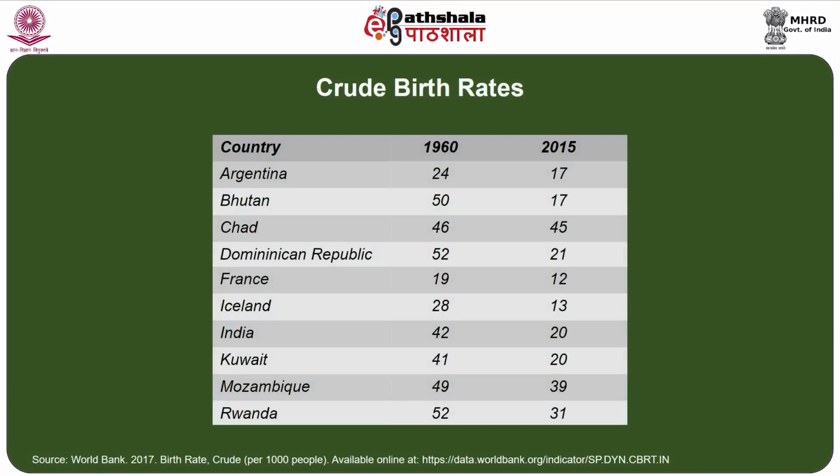across these countries. For instance, in Kuwait, the crude birth rate was as high as 41 in 1960 and it declined to only 20 in 2015, and for a country like India, which had a crude birth rate as high as 42, has come down to around 20 over the same period. For Chad, the extent of decline was much smaller, from 46 in 1950 to 45 in 2015.